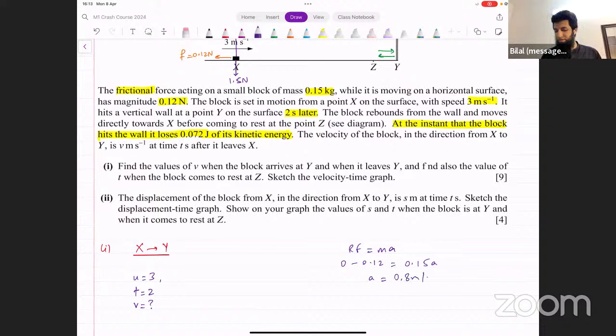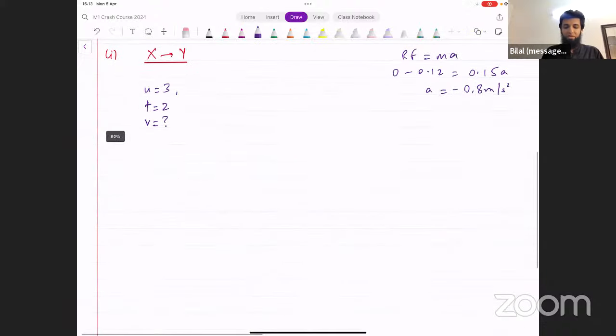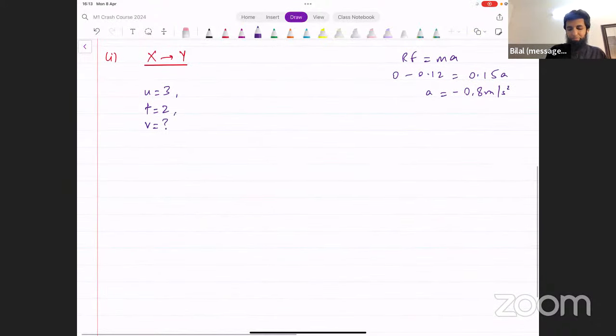Negative 0.8 meters per second squared. That's the acceleration of the block. That means it's deceleration. The velocity value is decreasing. So we know that acceleration now is minus 0.8. Now, using these pieces of information, can we find the final velocity? We can say v equals u plus a times t.